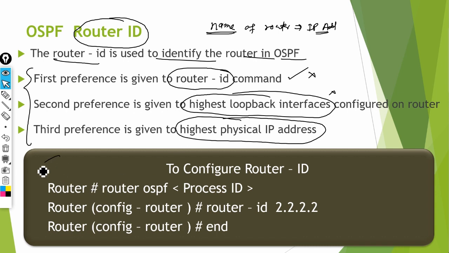How to configure this? The router-id command is very easy. Under OSPF, you need to define router-id and the router ID that you need to configure. That's it. This is the router ID configuration.